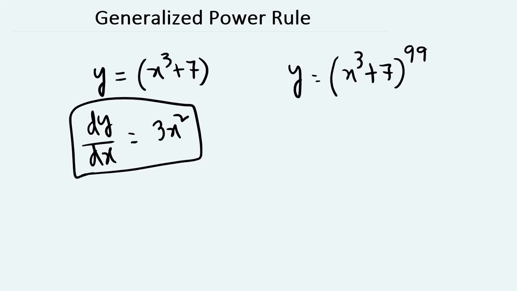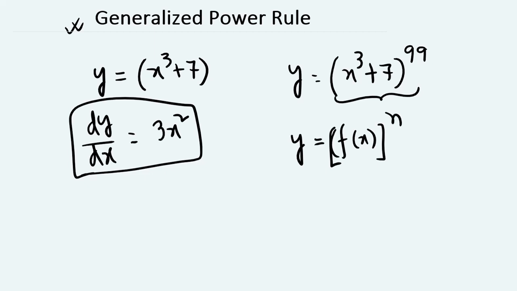Why? Because (x cubed plus 7) to the power 99 has 100 different terms, and it's almost impossible to expand this polynomial. So in that case, this generalized power rule comes very handy. So again, just consider the general formula where I have y equal to f(x) to the power n. Why did I write f(x)? Because this is no longer x, it's a function of x.